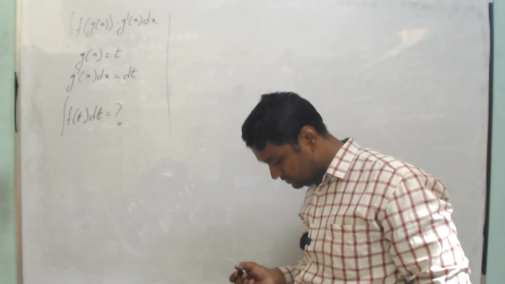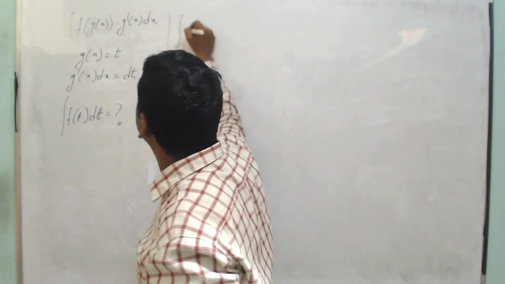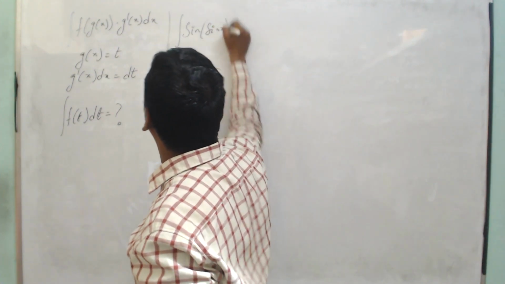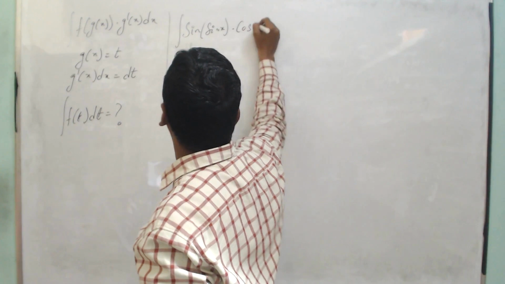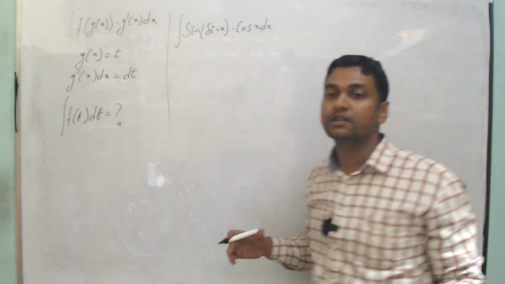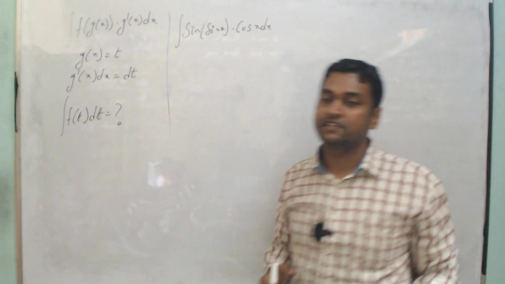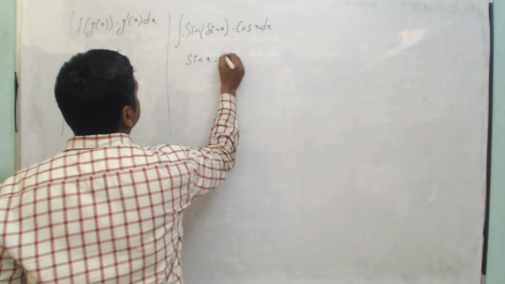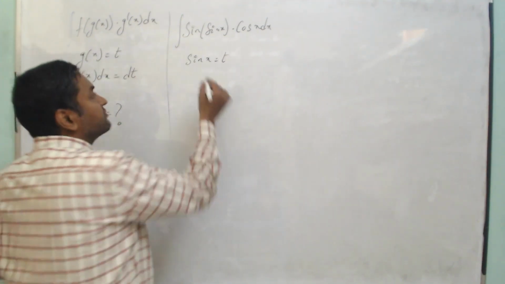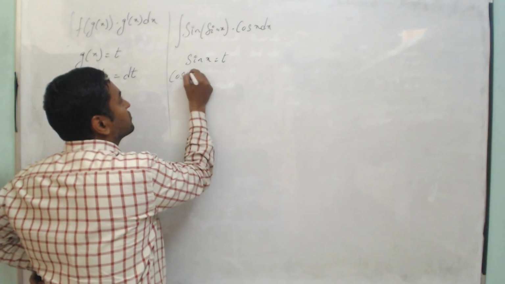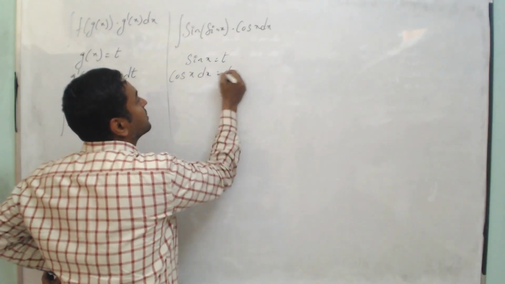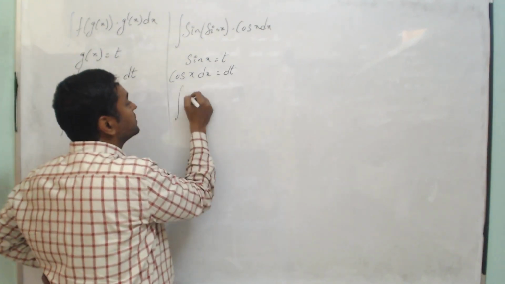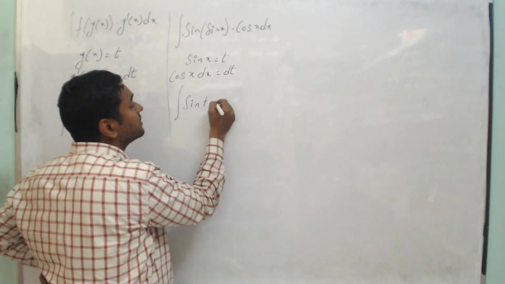Clear? Yes, sir. See, suppose I have integral of sine x into cos x dx. I'm just giving this as an example. If I have integral of sine x into cos x dx, I will have sine x equal to t, correct? Yes, sir. Whenever we substitute, we should differentiate. So this cos x dx will become dt. Right? Yes, sir. My question eventually will become integral of sine t into dt.